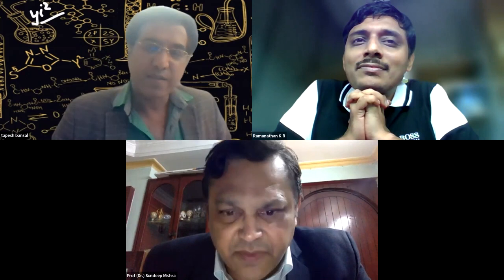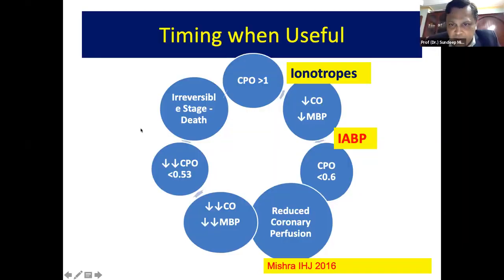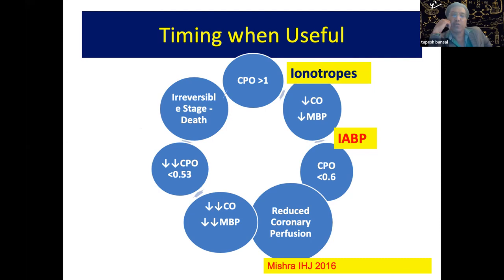Can I just share my screen once more? So what I will say is that if you look at this particular thing, you see that early on we use inotropes, but as the patient progresses down, then we start using IABP. At this point of time, I would just like to interrupt. CPO, if you can define CPO for us. CPO is cardiac power output or cardiac power product.